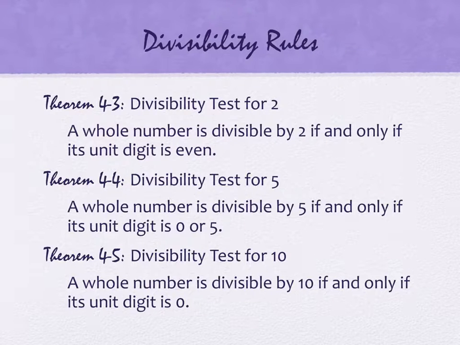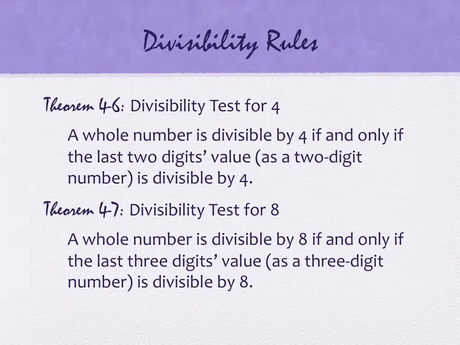So those three get grouped together because all you're doing is looking at the last digit. The next two get grouped together because they're similar, but they do have a difference. The divisibility test for 4: a whole number is divisible by 4 if and only if the last two digits as a two-digit number is divisible by 4. So what does that mean?